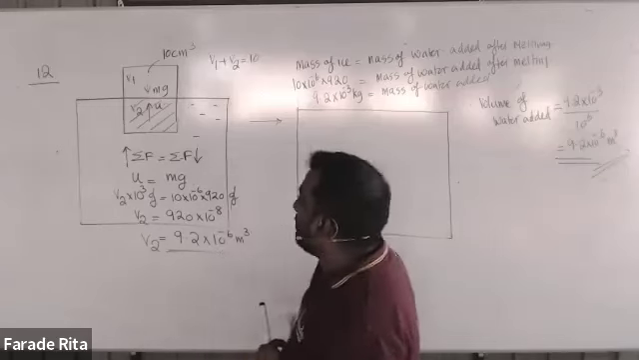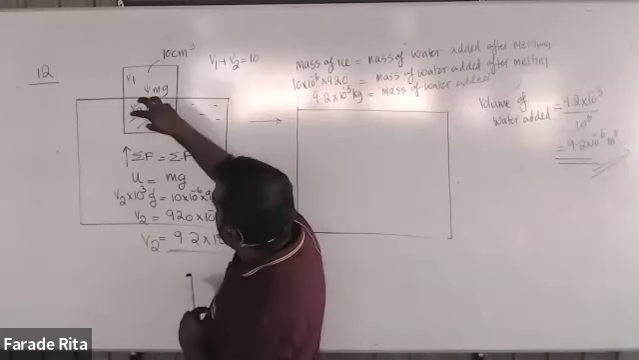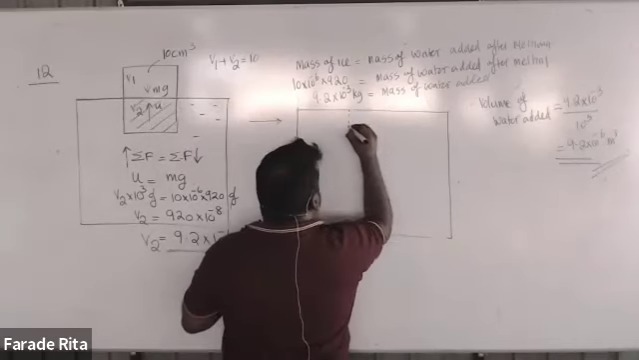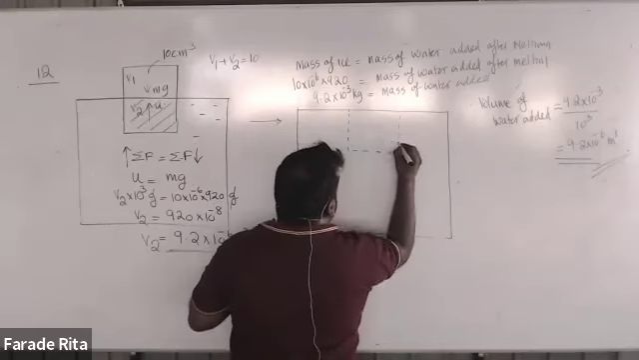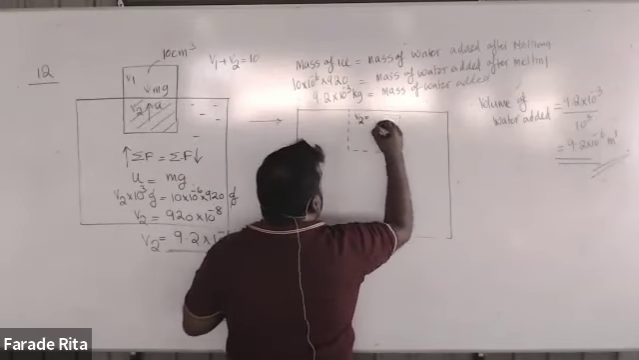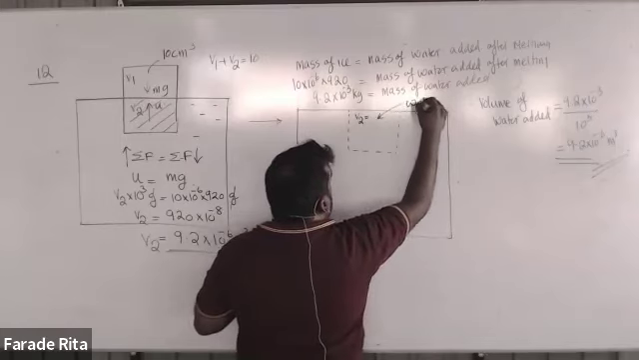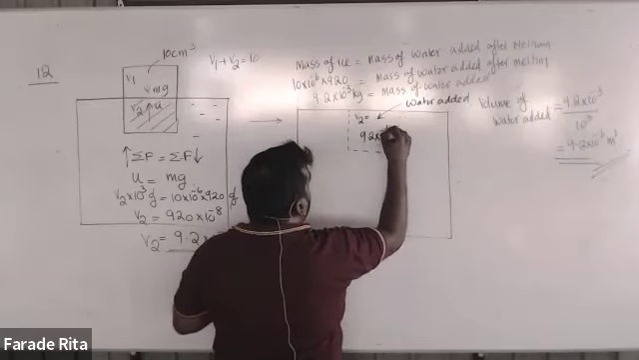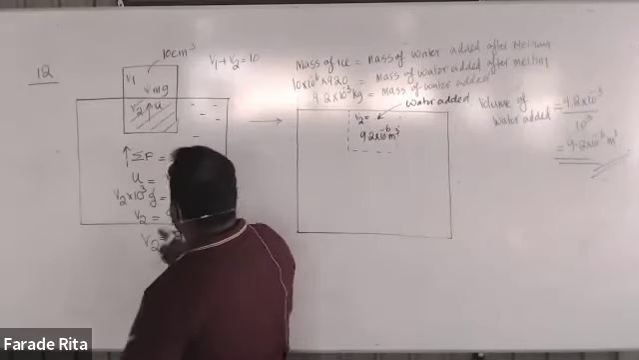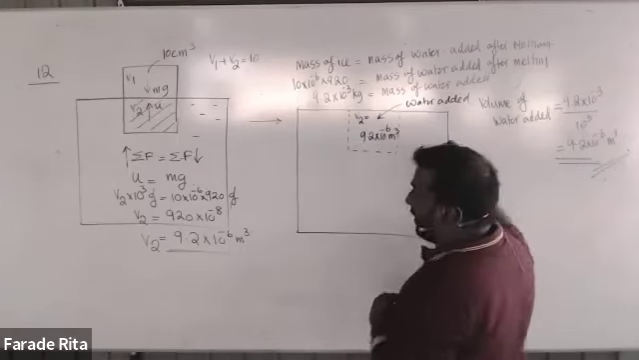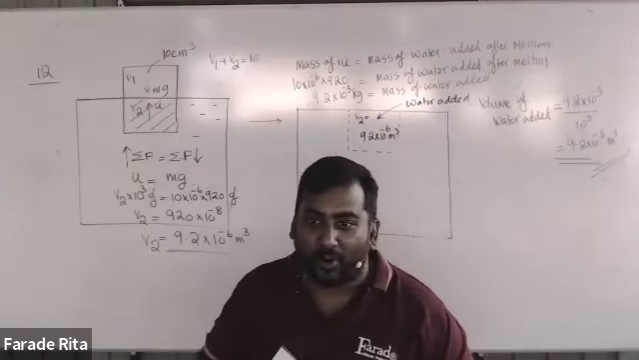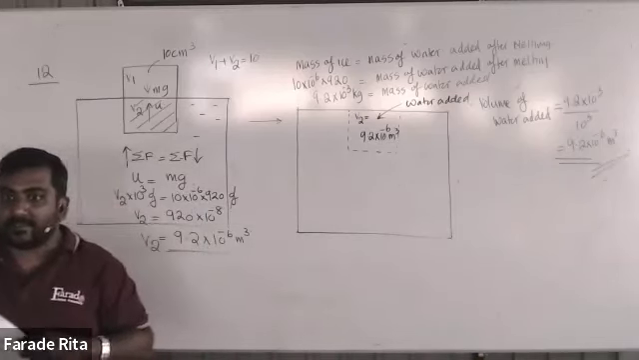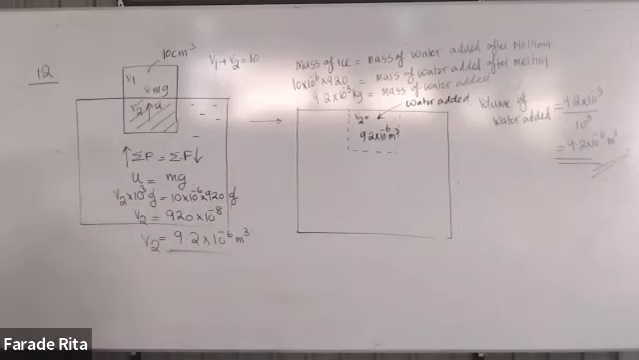So when the ice cube melts, this will disappear, and for that space, water is added. Now the water added is also 9.2 times 10 to the power minus 6, which is the same as the submerged volume. So will there be any overflowing taking place? No. No overflowing taking place. How many got this answer? Good. Other side.